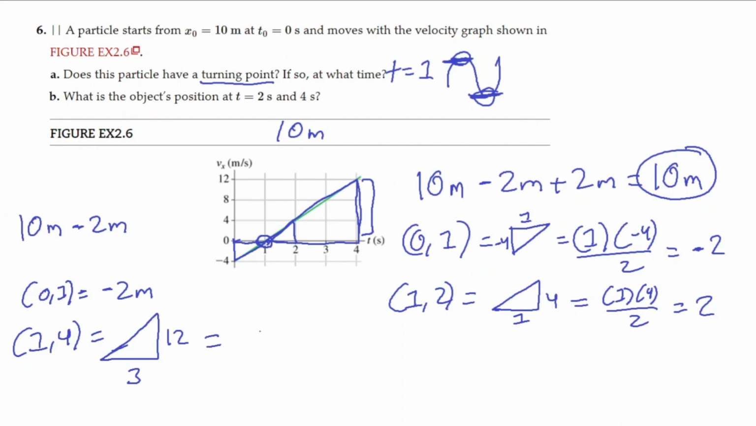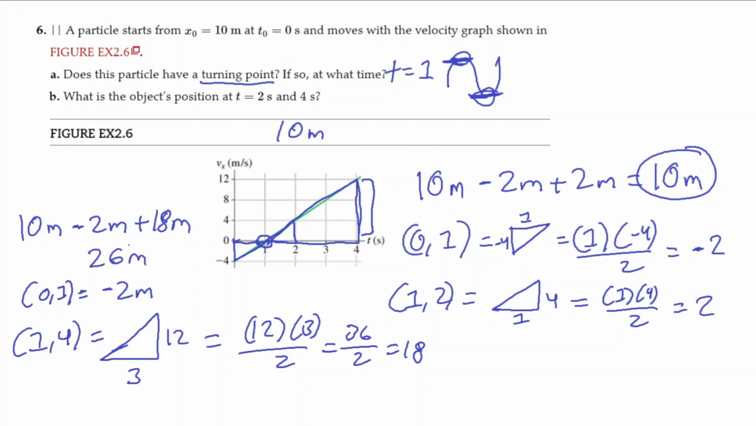And now if we find the area of the triangle, it's going to be 12 times 3 over 2, which is going to be 36 over 2, which is also 18. So delta S from the interval 1 to 4 is 18 meters, so we add 18 meters. And now if you do all of that, simplify all that, we're going to have 26 meters as our final position at t equals 4 seconds.